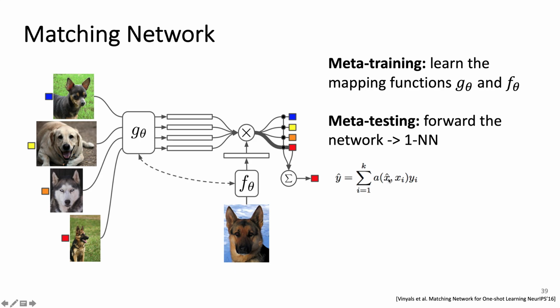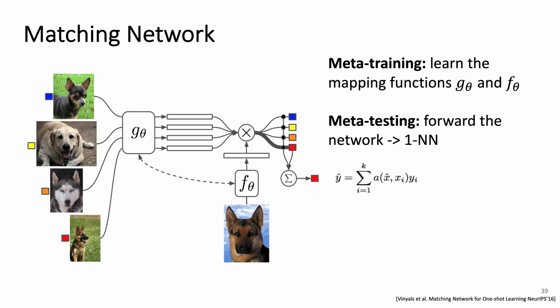The x hat with the xi, where x hat is the testing sample, are compared to get the similarity value, which is multiplied by the label y to get the final value. The mapping functions here are g theta and f theta. And the similarity measure may use cosine similarity, and we can use different similarity measures.